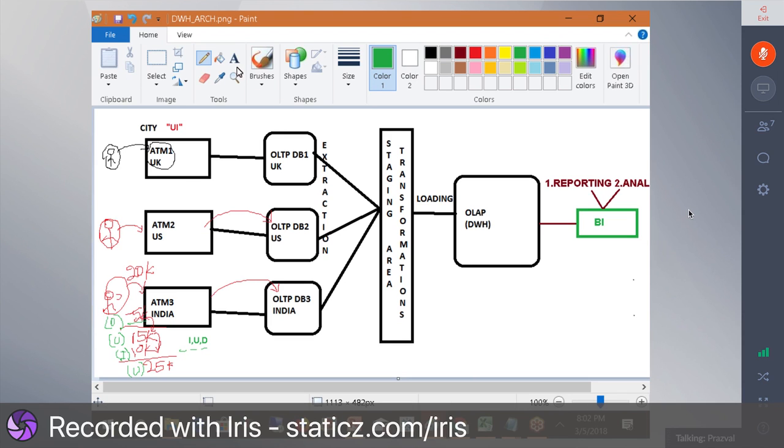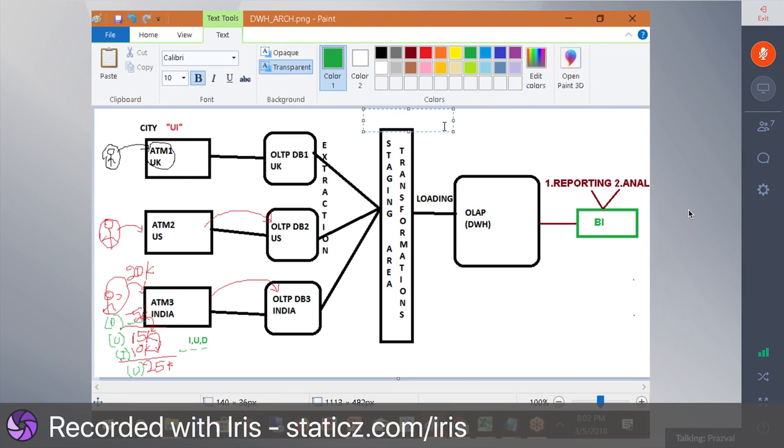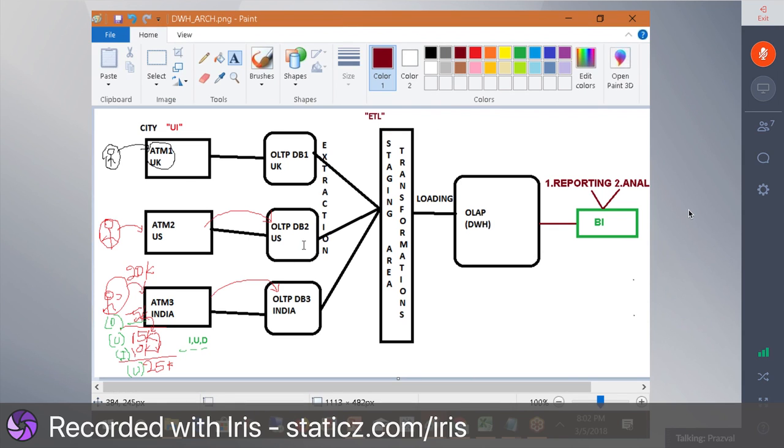So how to transform the data into information? Using one mechanism known as ETL, we are able to transform the data into information.